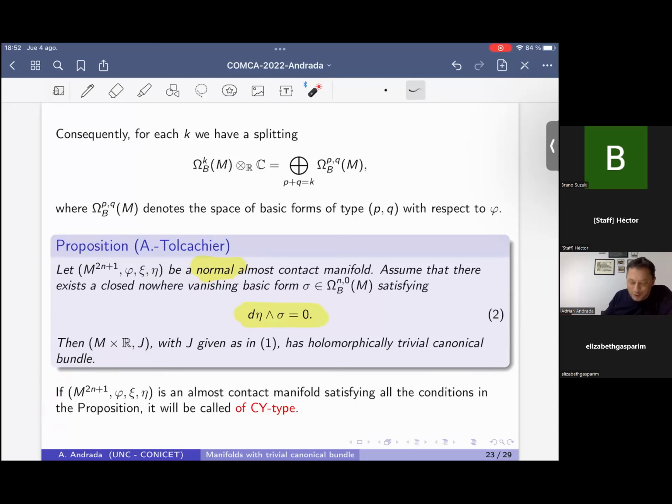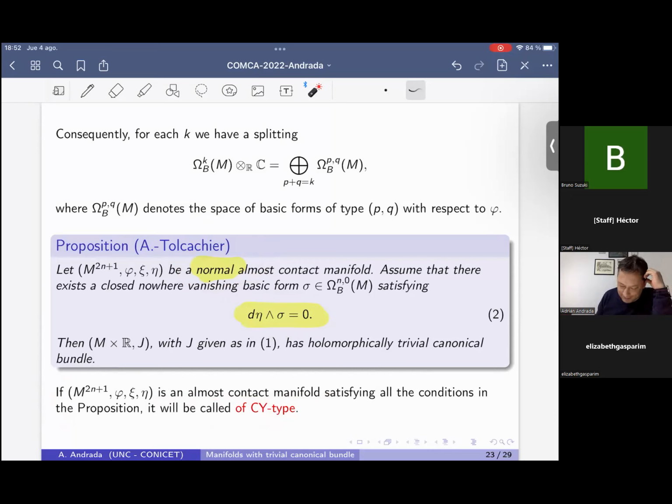we didn't know how to call this. We say that an almost contact manifold satisfying those two conditions here, those in color, will be called of CY type. We didn't know what name to put on them, so CY for Calabi-Yau, obviously.